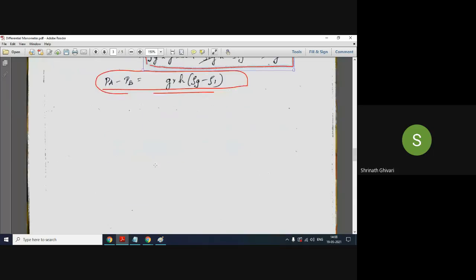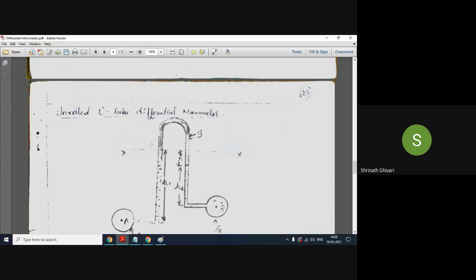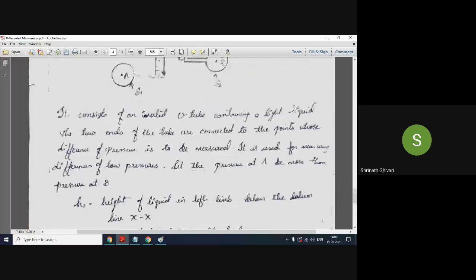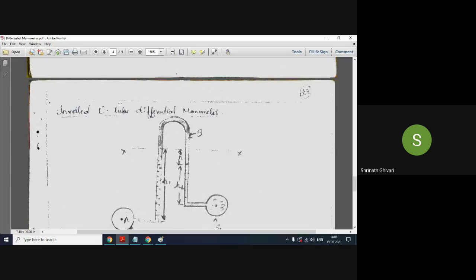Now I'll go with the inverted U-tube differential manometer, which is a bit confusing, but it will end very soon. So it is an inverted U-tube differential manometer. Whatever U-tube manometers we have seen, this one is the inverted type. It is inverted, right? So this is the level of the mercury, XX. This is the manometric liquid.